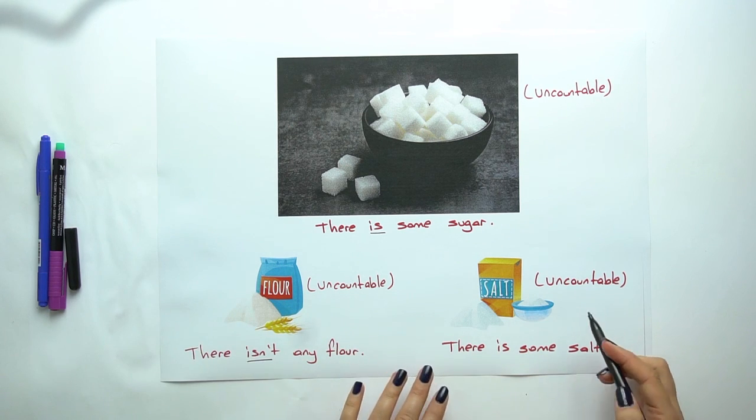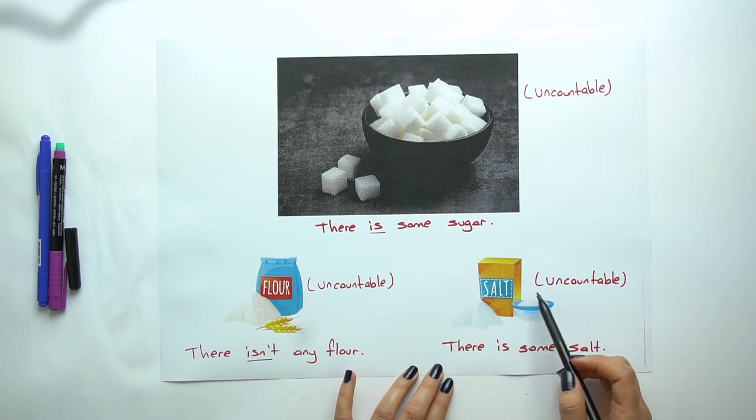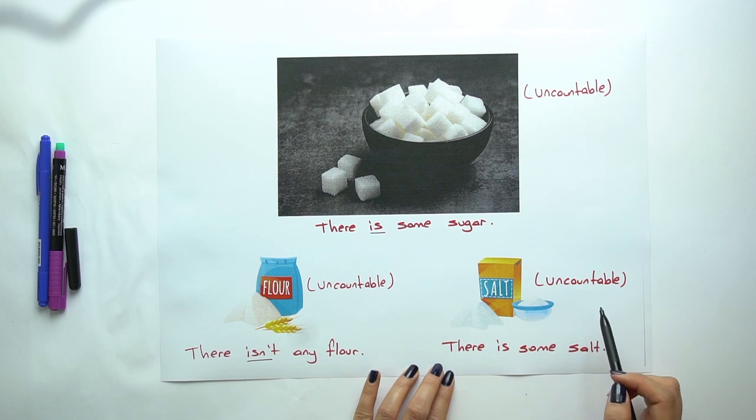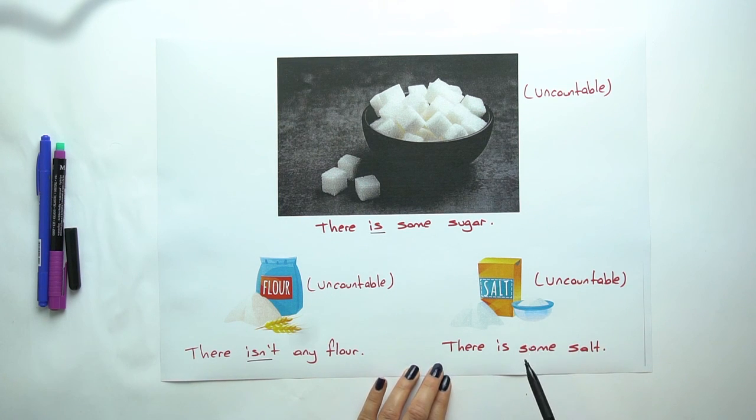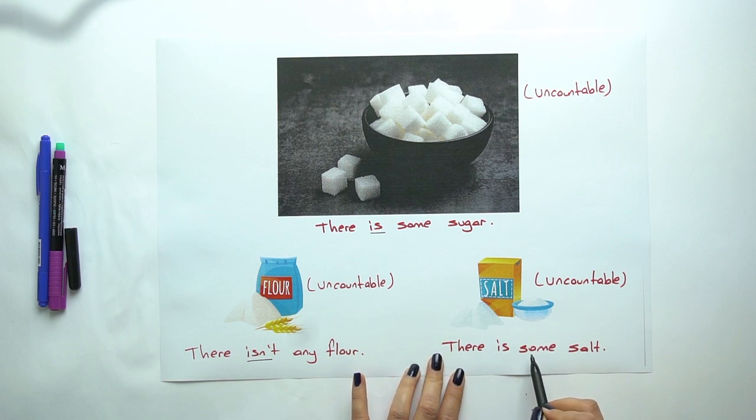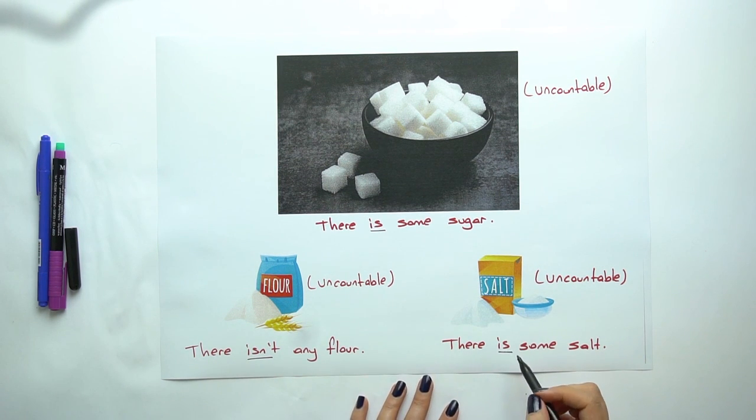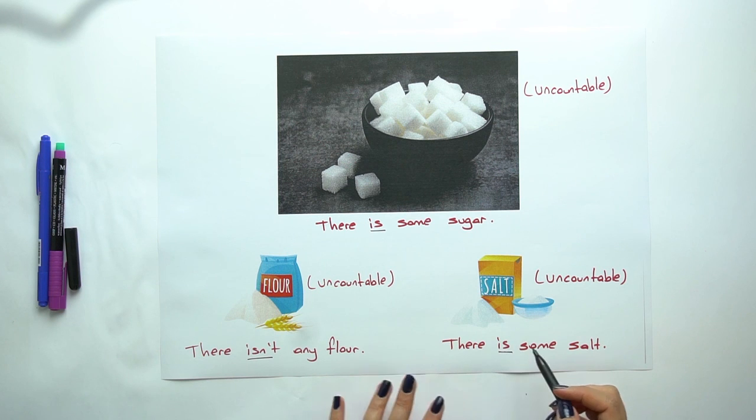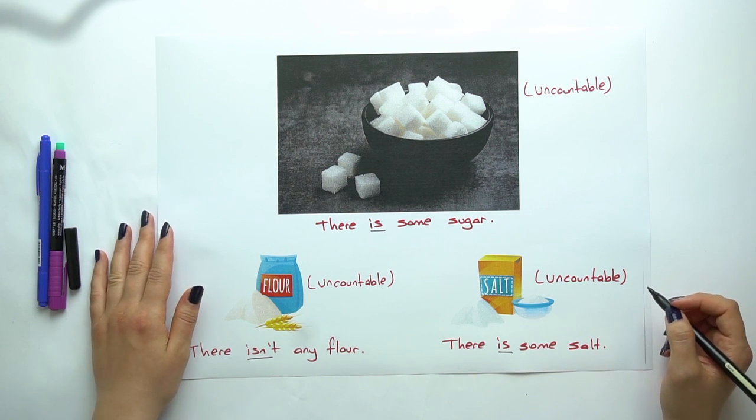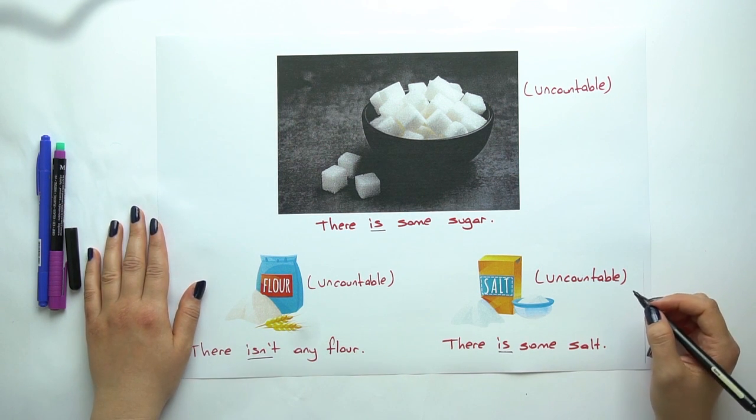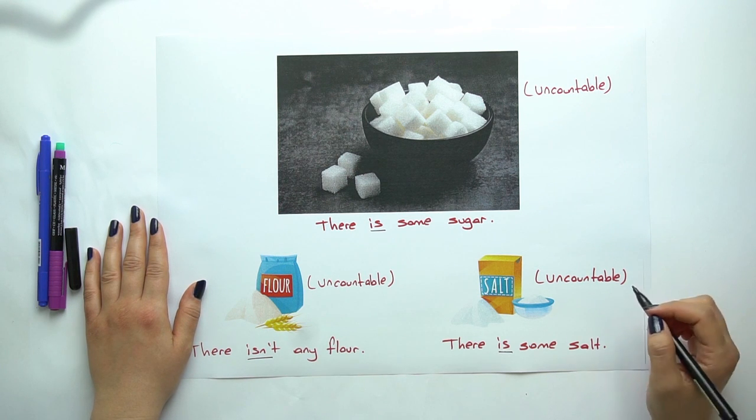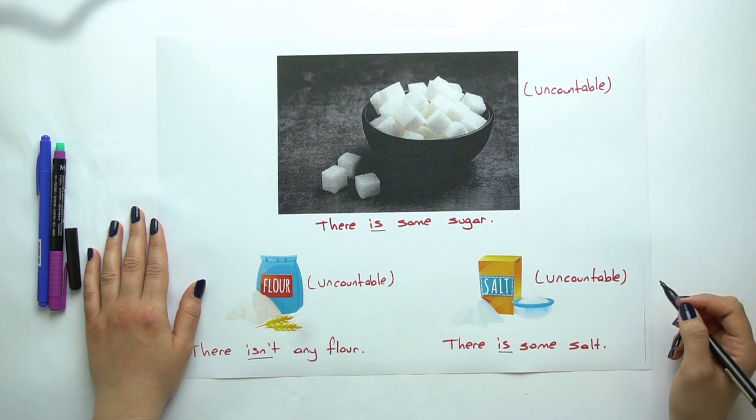And next one, salt. Salt is uncountable. And for salt, we can say there is some salt. And you can see that we only use singular verbs, okay? Remember, uncountable nouns are the nouns that we cannot count, and countable nouns are the nouns that we can count.